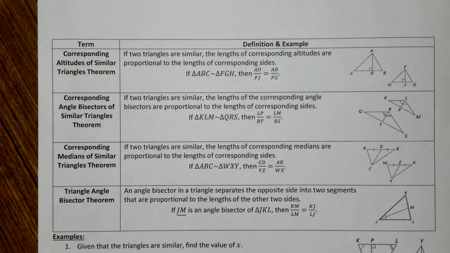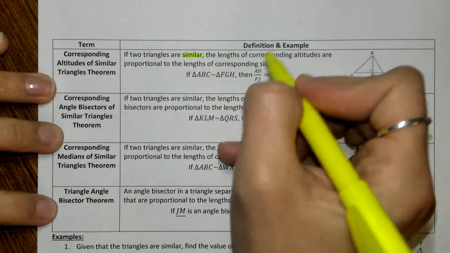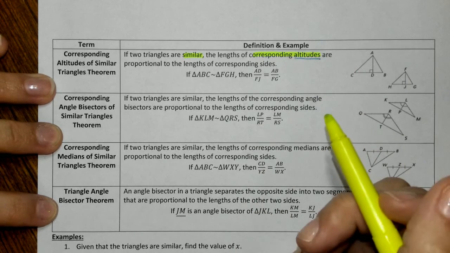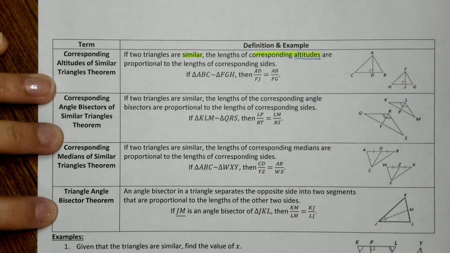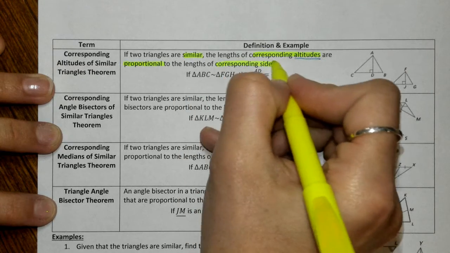We're going to learn a few more terms here, dealing with our special segments that we've learned, and how they correspond, and we can set up proportions to find missing parts of similar triangles. The first one is your corresponding altitudes of similar triangles theorem. So this is going to state that if we have two similar triangles, the lengths of corresponding altitudes, so now we're dealing with your altitudes within the triangle, these corresponding altitudes, or matching altitudes on each triangle, are going to be proportional to the length of corresponding sides.